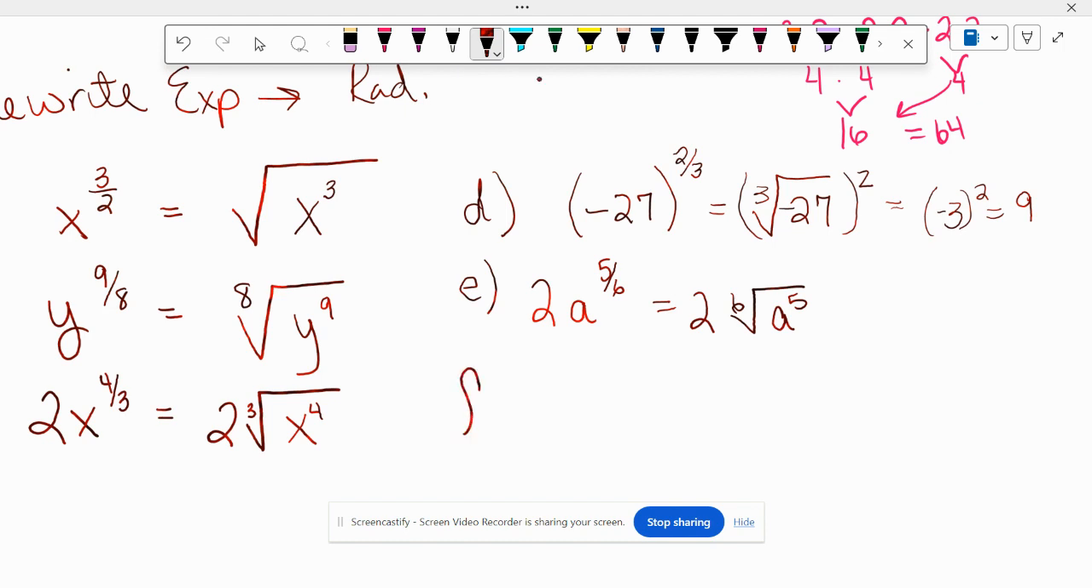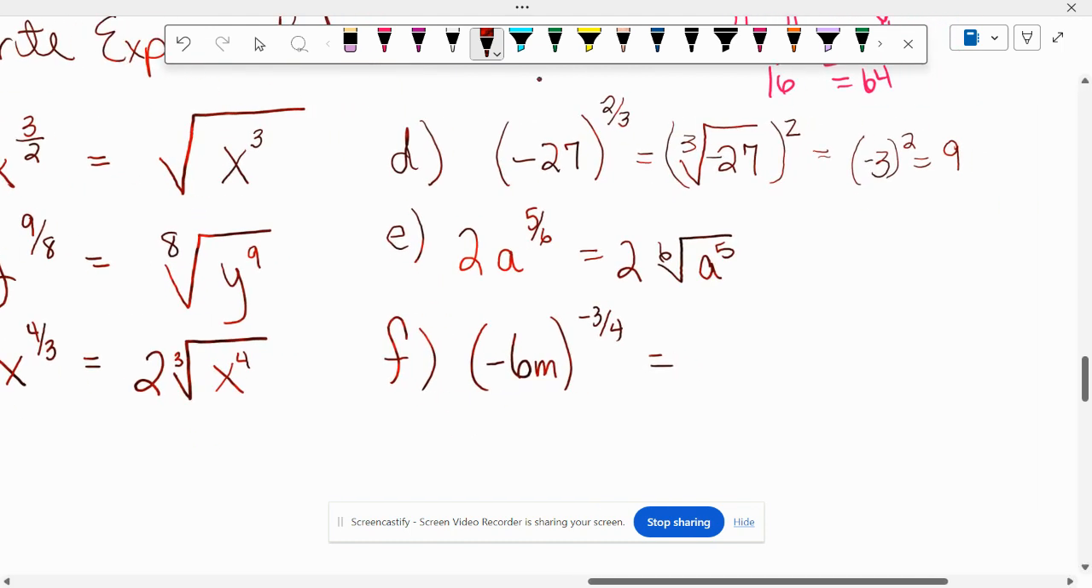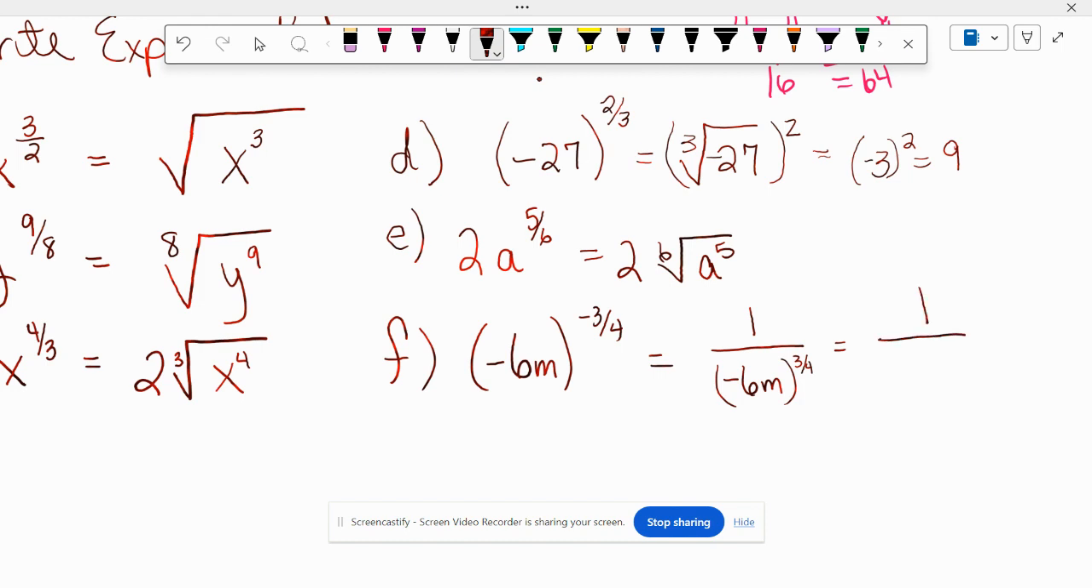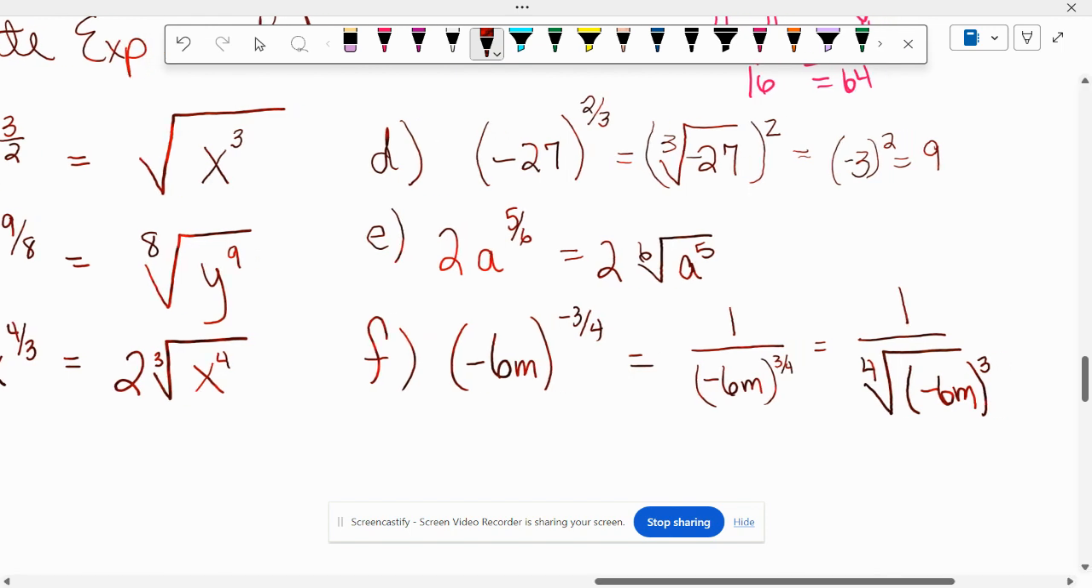F. This says -6m to the -3/4 power. Well, that's a negative exponent. So that means I really have 1 over -6m to the +3/4 power, which is 1 over the 4th root of -6m quantity cubed. Oh, I hear some ohs, right?